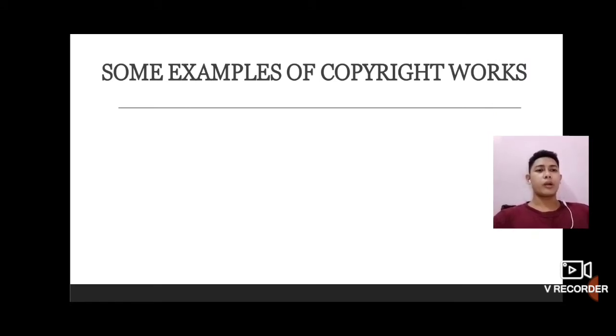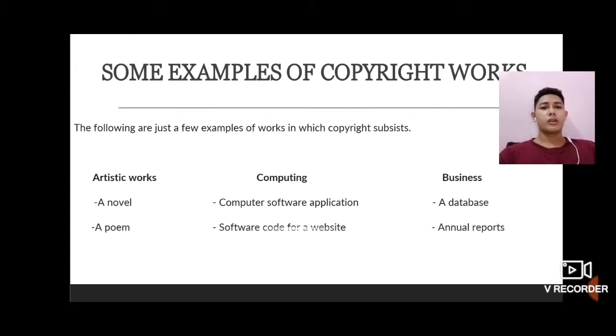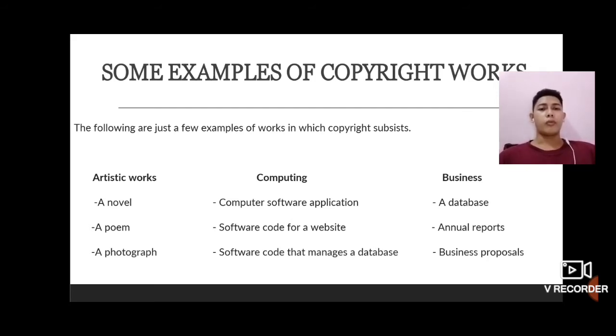We have some examples of copyright works. Examples of copyright works are artistic, computing, and business. In artistic work, we have novel, poem, and photograph. In computing, we have computer software application, software code for a website, software code that makes or manages a database. In business, we have database, annual reports, and business proposal.